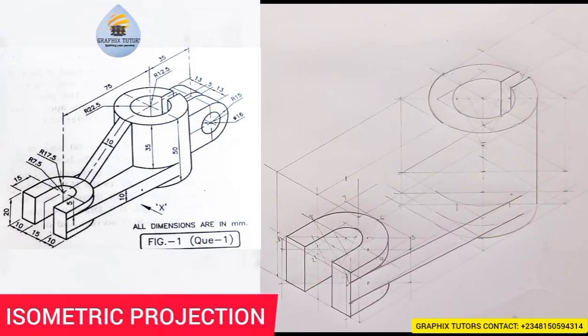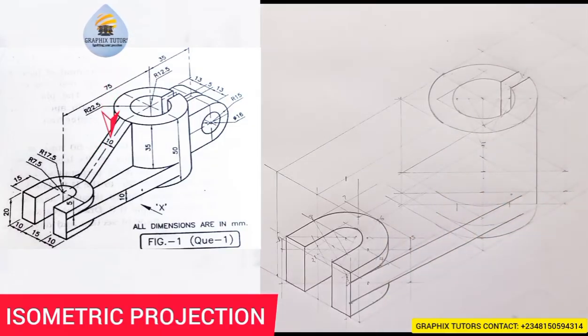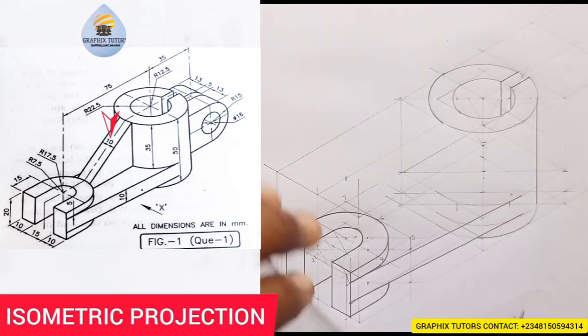Hope you can see that. So in doing that, we're still on it. There is a web, right, that is connecting this to this point. You can see, and thickness is 10. So what I'll just do, I'll just measure 10 from this point 6 here.